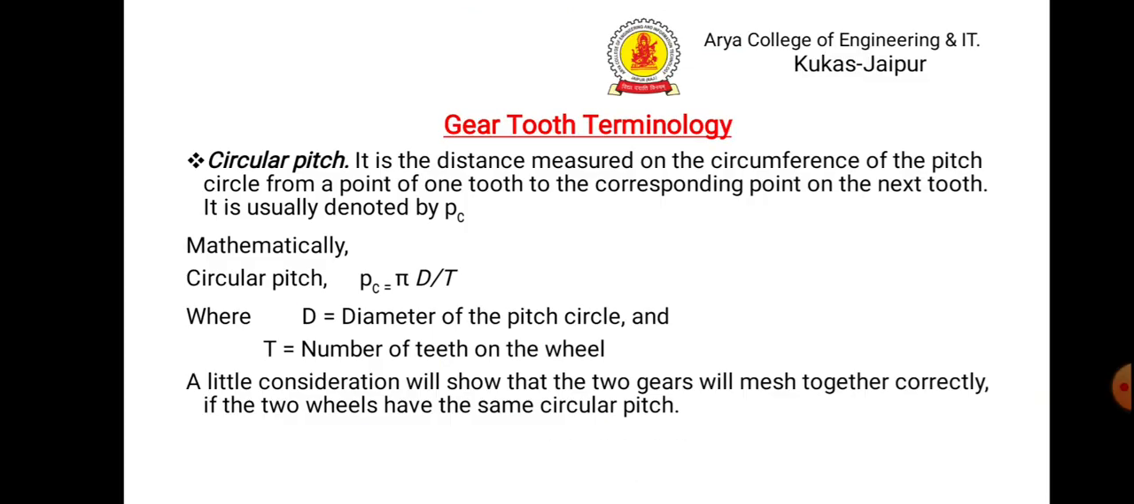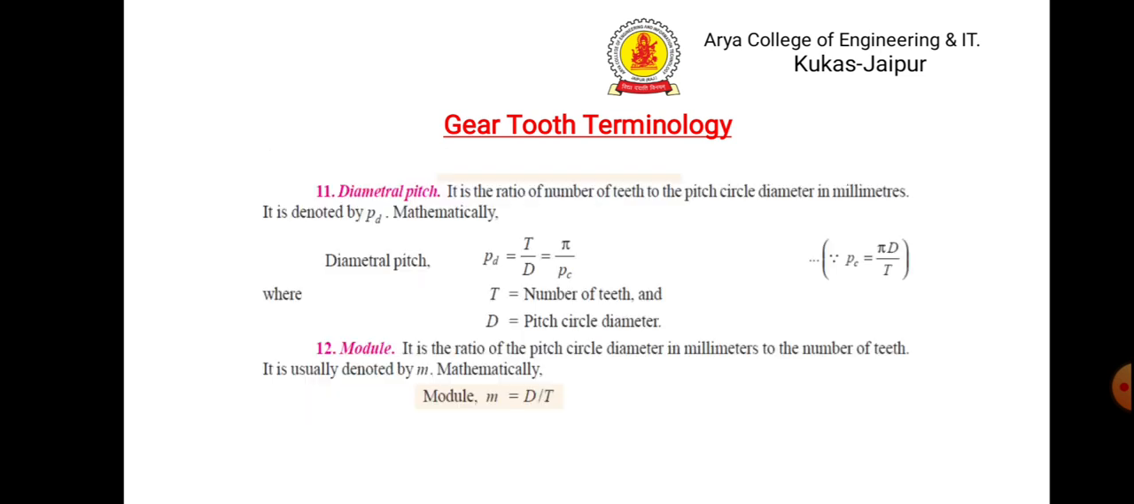Okay. Then a few more definitions, circular pitch. So it is a distance measured on the circumference of the pitch circle from a point of one tooth to the corresponding point on the next tooth. It is usually denoted by P suffix C. So mathematically we can say PC equals pi d by t. Here d is the diameter of the pitch circle and t is the number of teeth on the wheel. So we can say that two gears will mesh together correctly if the two wheels have the same circular pitch.